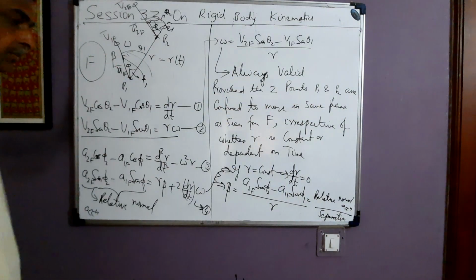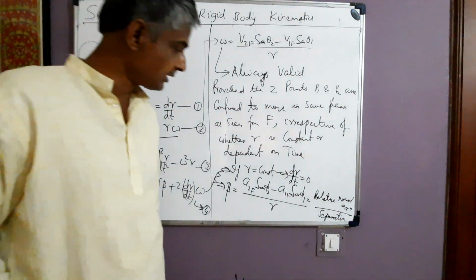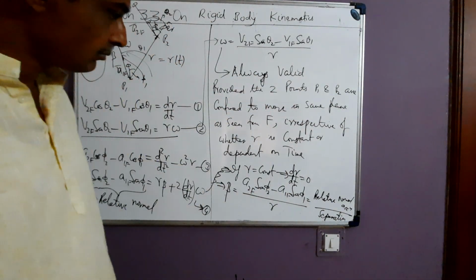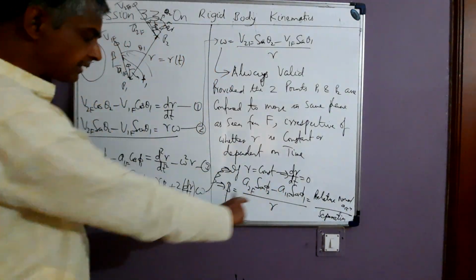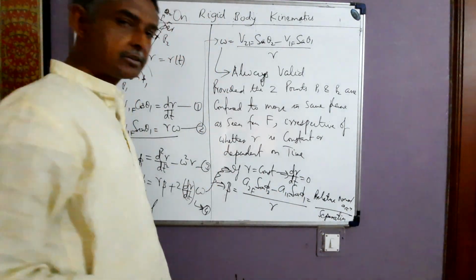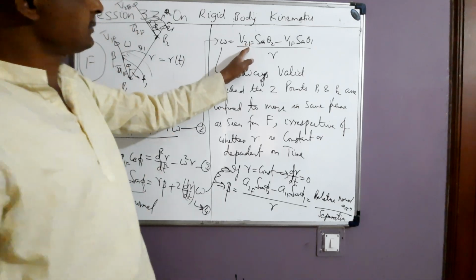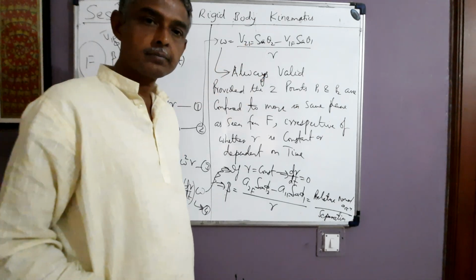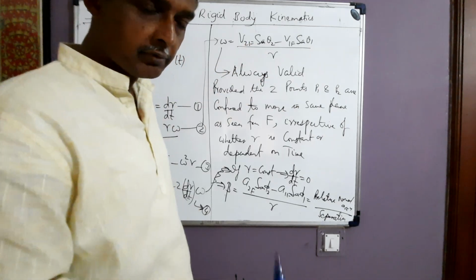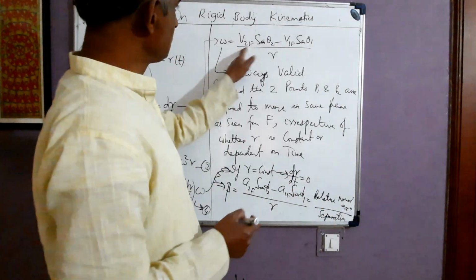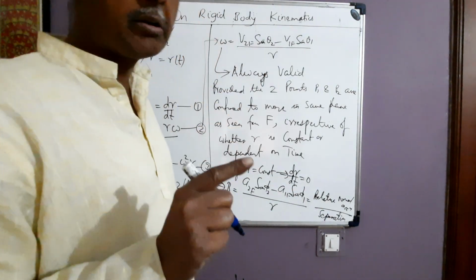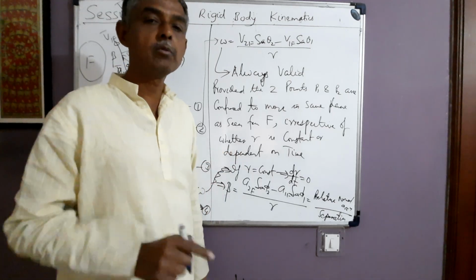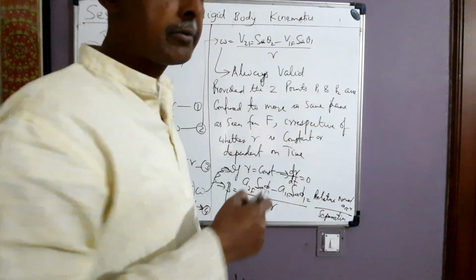So this term is the relative normal acceleration by separation. This beta is equal to relative normal acceleration by separation. So this formula is valid only when r is constant, whereas this other one is valid irrespective of whether r is constant or variable. Whether r is varying with time or not, this formula is always valid. Only one condition is necessary: the 2 points P1 and P2 are always confined to move in the same plane as seen from frame F.